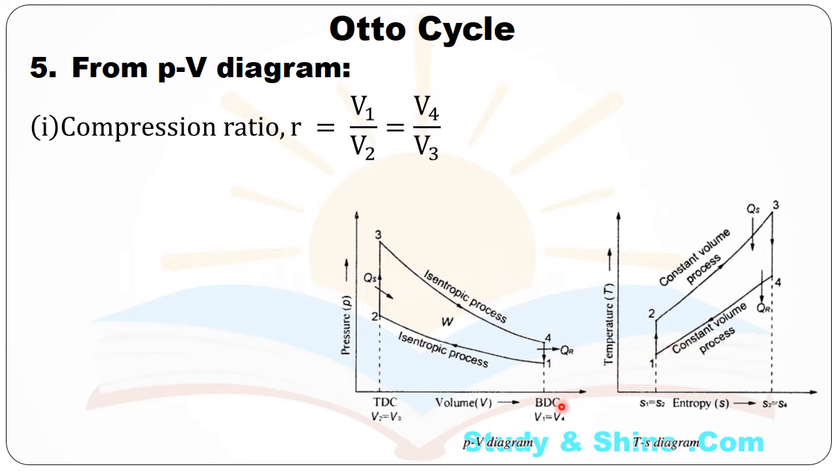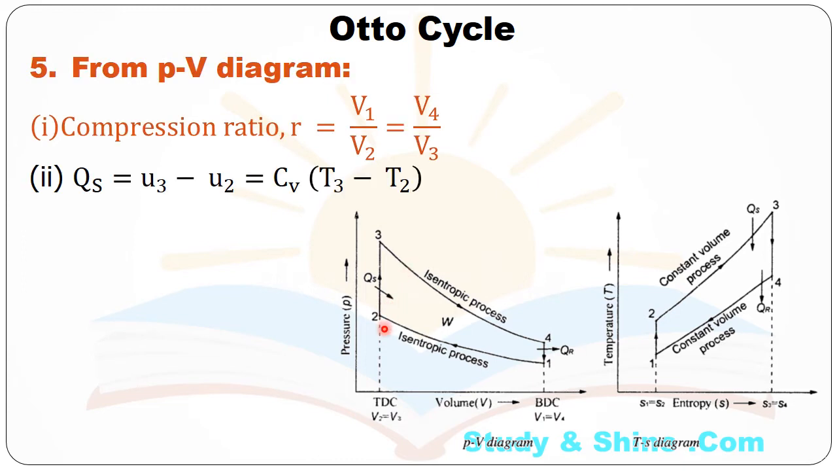Now from the PV diagram, compression ratio r is equal to V1 by V2, which is equal to V4 by V3. Now we shall apply the energy equation for this cycle and find out the heat and work interactions, which will basically give the expression for the efficiency of an Otto cycle.